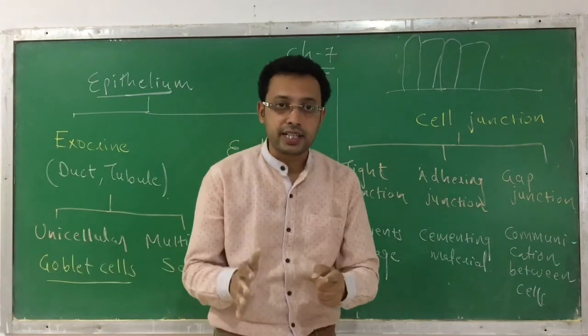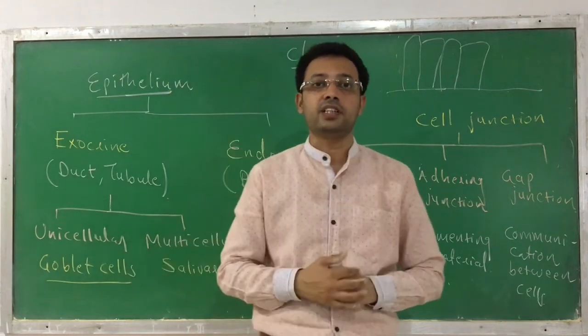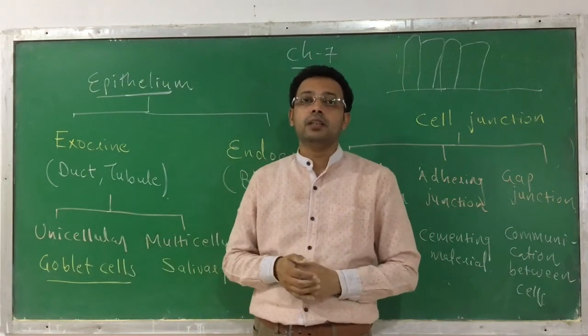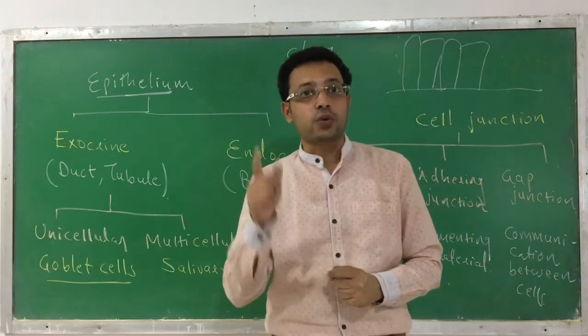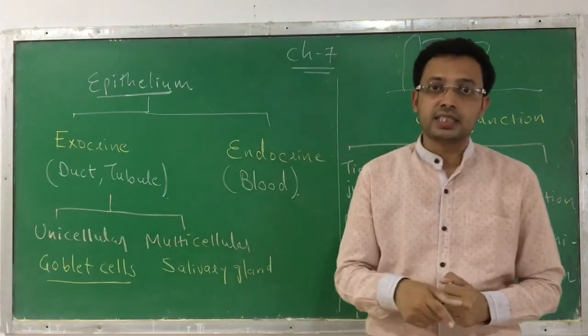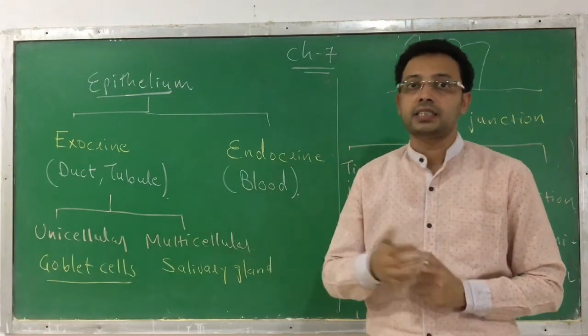So today we have discussed the first kind of tissue present in animals, called epithelial tissue. The next kind of tissue, connective tissue, we will discuss in the next session.